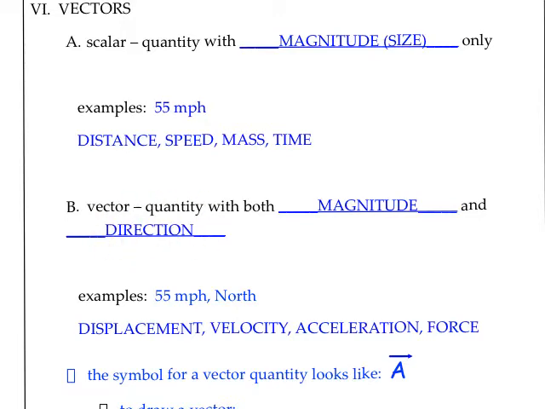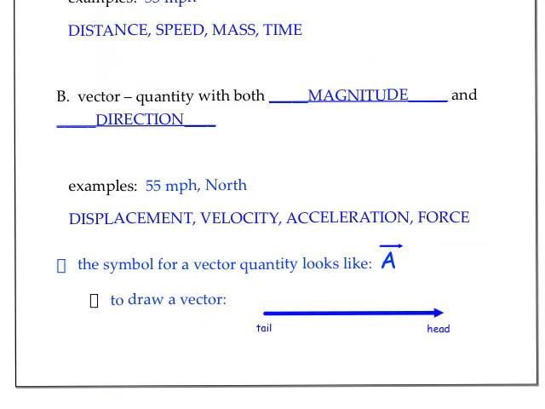Vectors have direction. So if I took that same example of 55 miles per hour, and now I put a direction on it and indicated north, then it turns into a vector quantity. And I've listed some examples of scalar quantities: distance, speed, mass, and time, and vector quantities: displacement, velocity, acceleration, and force. These are some of the ones that we'll be starting out with this year.